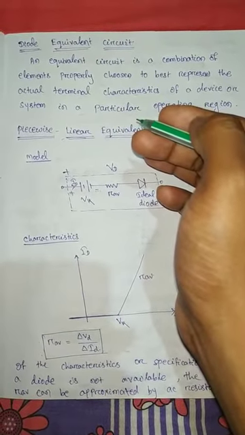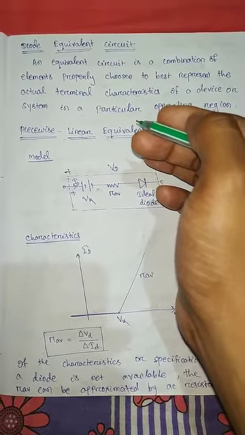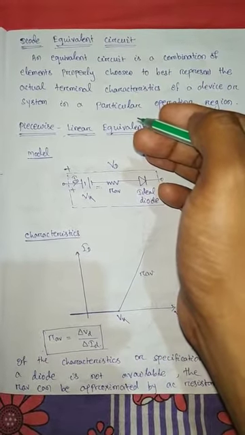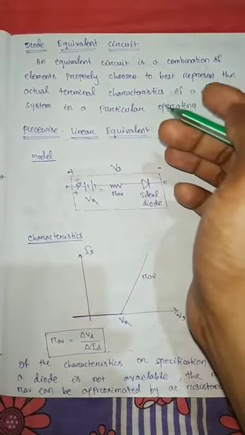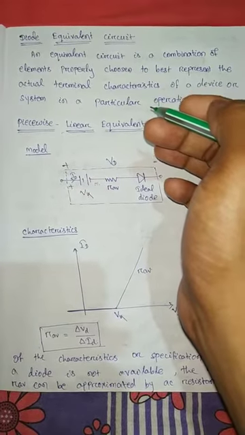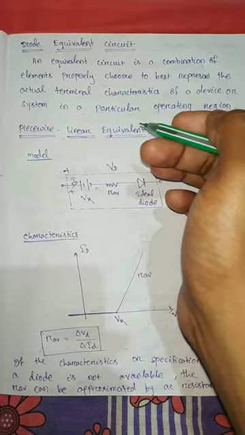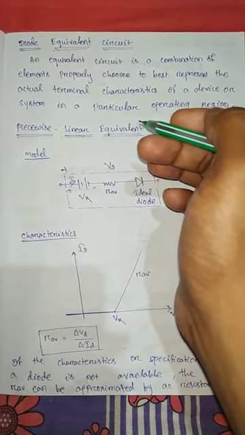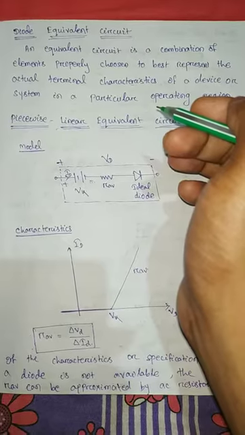So in place of the device, we use the equivalent circuit, so we can easily apply traditional circuit analysis techniques like Thevenin's theorem, Norton's theorem, or the superposition theorem to find parameters like voltage, current, and resistances. So the equivalent circuit is very important.